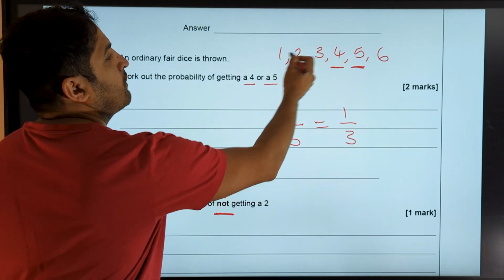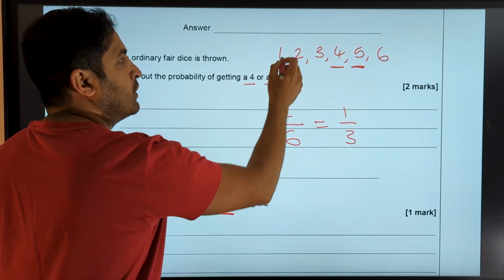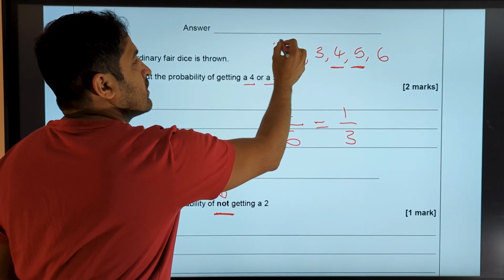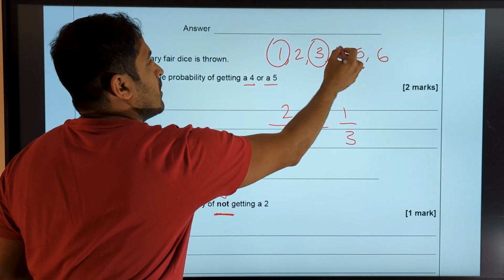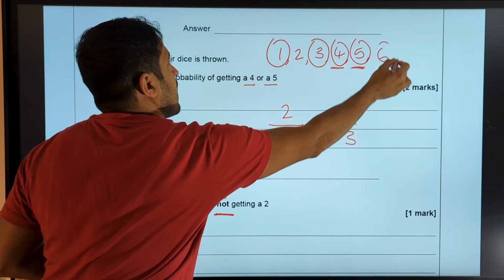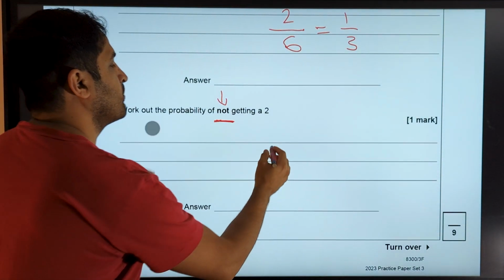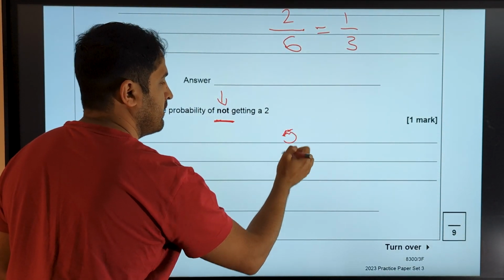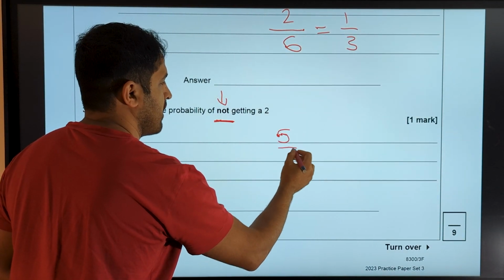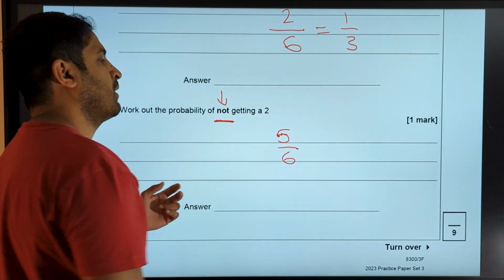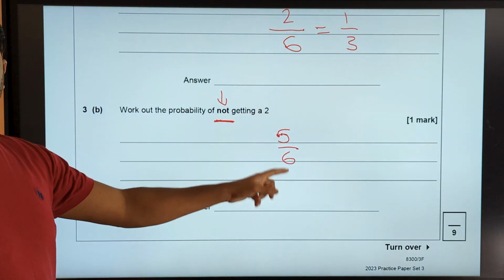So how many of these 6 outcomes are not 2? There are 5 outcomes that are not 2: 1, 2, 3, 4, and 5. And there are 6 outcomes in total. So it's going to be 5 out of 6. The probability of not getting 2 is 5 out of 6.